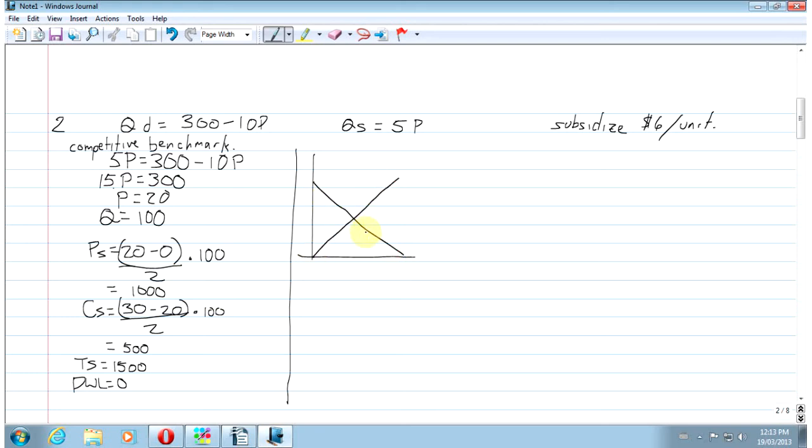Now I can choose whether I want to give a $6 subsidy to the producers or whether I want to give a $6 subsidy to the consumers. Doesn't really matter. Basically what I want to do is shift one of these two curves by the amount of the subsidy. Okay, so what I'm going to do is I'm going to move this up a little bit. Okay, so basically the difference here is $6.